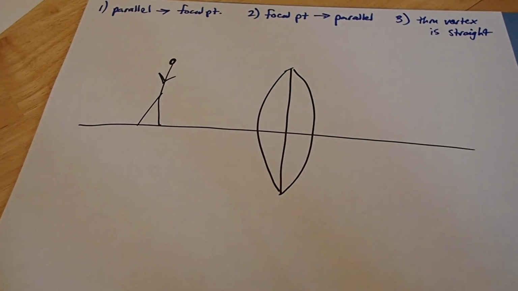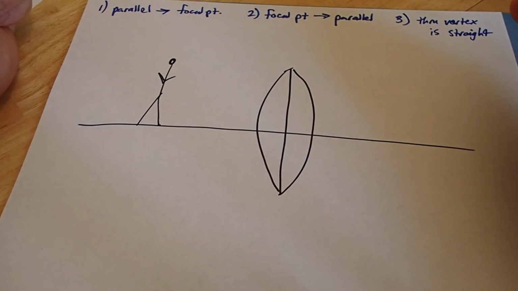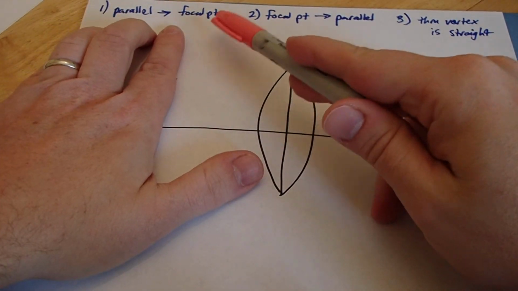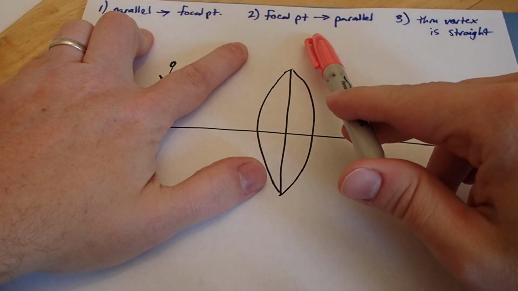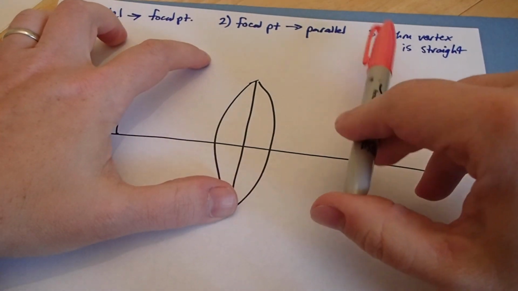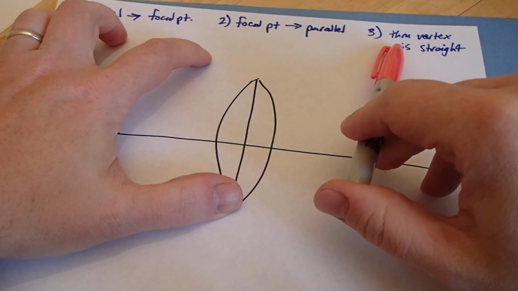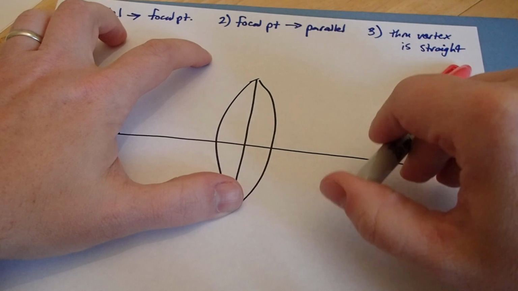All right, with lenses, it gets a little bit more complicated, or easier, however you want to look at it. You still have the same two rules that you had with mirrors, but there's a third rule, and this rule is pretty easy. If light goes through the vertex, it's straight.